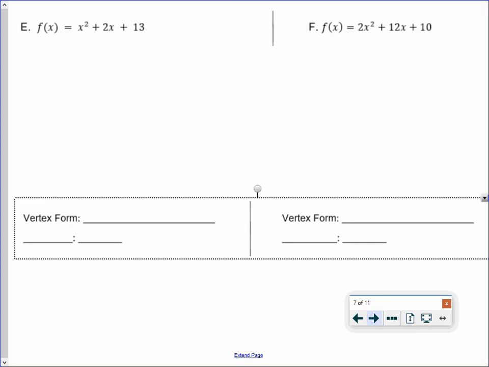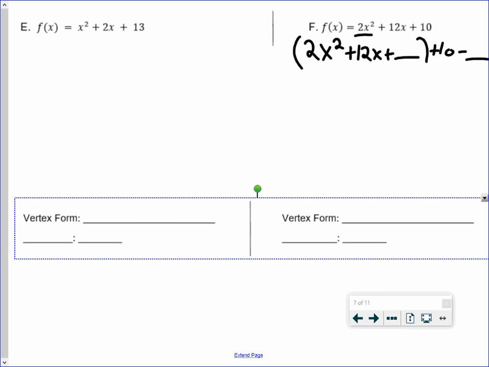So let's keep going. I want to look at F. In this instance, we have a 2 for the a value. So we're going to start this like we start every other problem. We're going to isolate the first two terms. You have 2x squared plus 12x plus a blank plus 10 minus a blank. Okay? So from here, we actually want to factor out that 2 in front of x squared. We don't want it there. It's just going to make our life miserable. So let's make it as simple as possible by taking out that 2 and factoring it out.